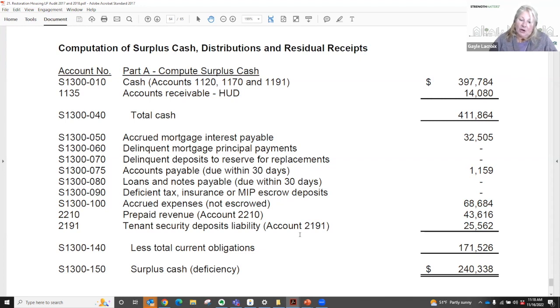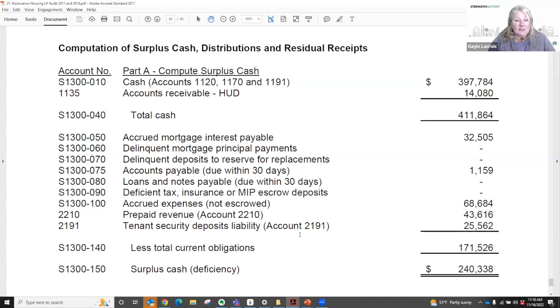And then we look at what our current obligations are that are not already reserved. So if you have a reserve for real estate taxes that you're going to pay real estate taxes out of, you would not include accrued real estate taxes on this calculation. If for some reason you have a debt service reserve that you're going to make your debt service payments out of, you would not have principal payments on your mortgage debt included in this calculation. You're only going to include things that are due within 30 days and not reserved elsewhere, okay?